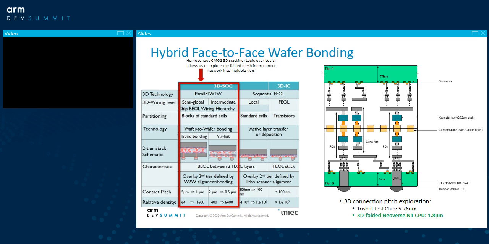So this is what we call the Trishul test chip. That's our very first silicon project to build on this technology. We have reached 5.76 micron. And in the initiative for the 3D folded CPU design in this presentation, we explore the limit down to just 1.8 micron. And it should be feasible in terms of the bleeding edge technology nowadays from the foundry.